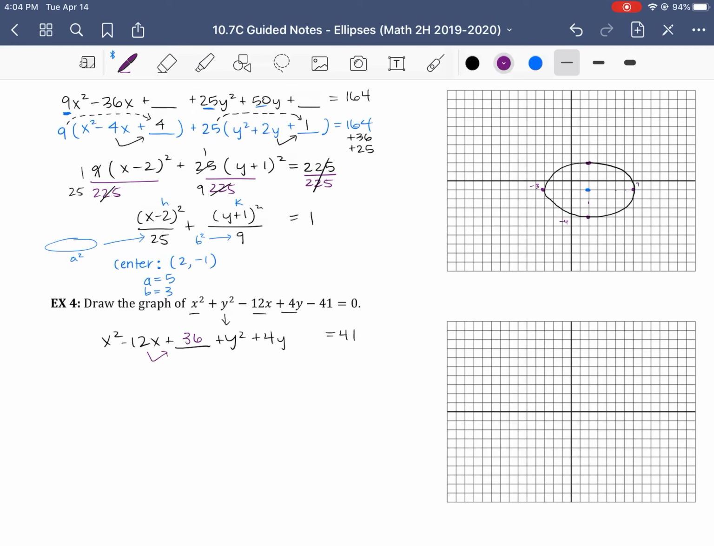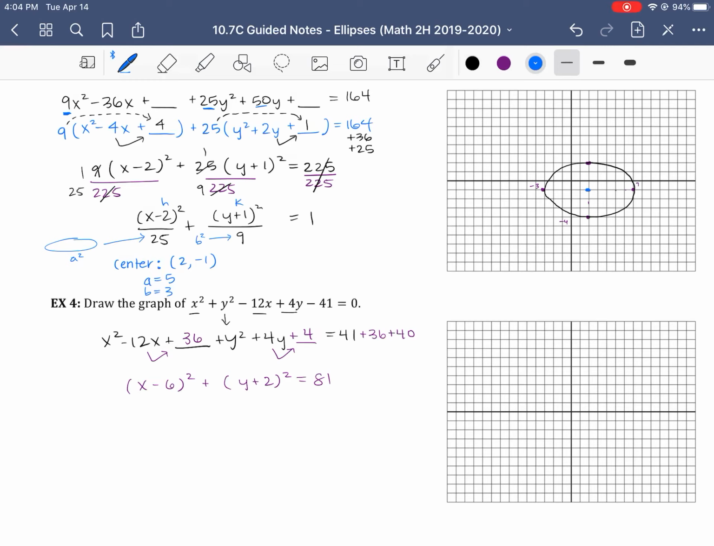Again, we fill in those pieces, so half of 12 is 6, we square that and we get 36, and then we keep things balanced by adding it to the other side. Half of 4 is 2, we square that, we end up with 4, and again, we keep things balanced on the other side. We go ahead and factor that, we get x minus 6 squared. We factor our y trinomial, and we get y plus 2 squared, and that's going to be equal to 81.